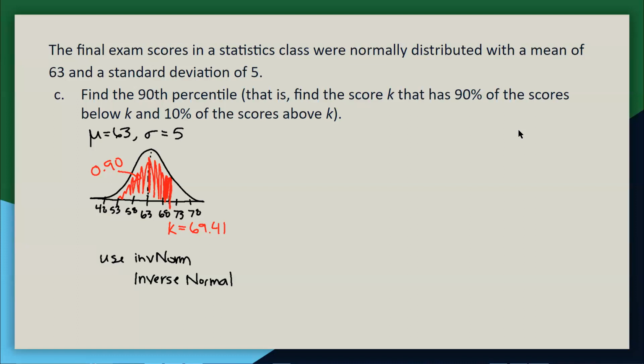So in this problem, we get two tools. We get the normal CDF tool that we know, but we also learn about inverse norm, which is how we undo the normal calculation. So inverse norm or inverse normal will take you from a probability or area to a boundary value.